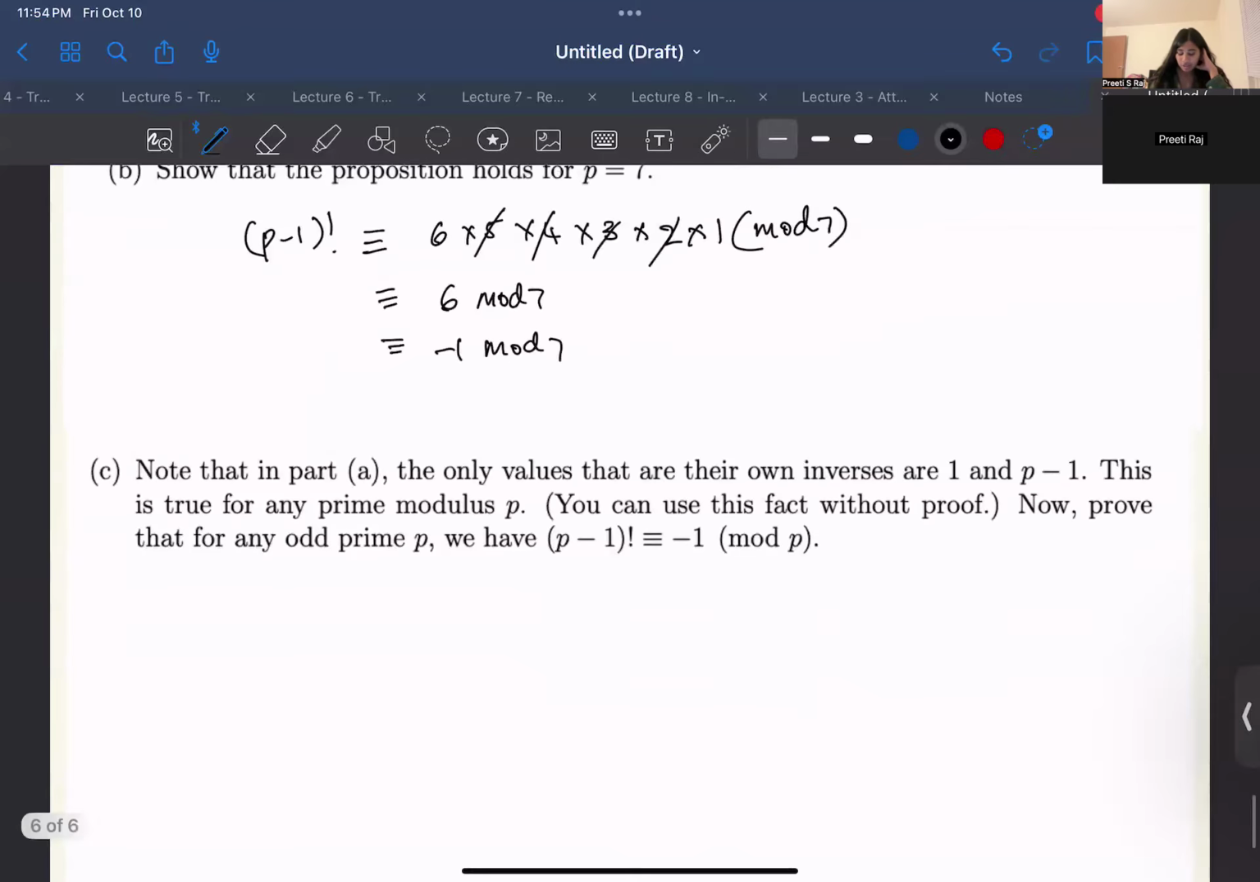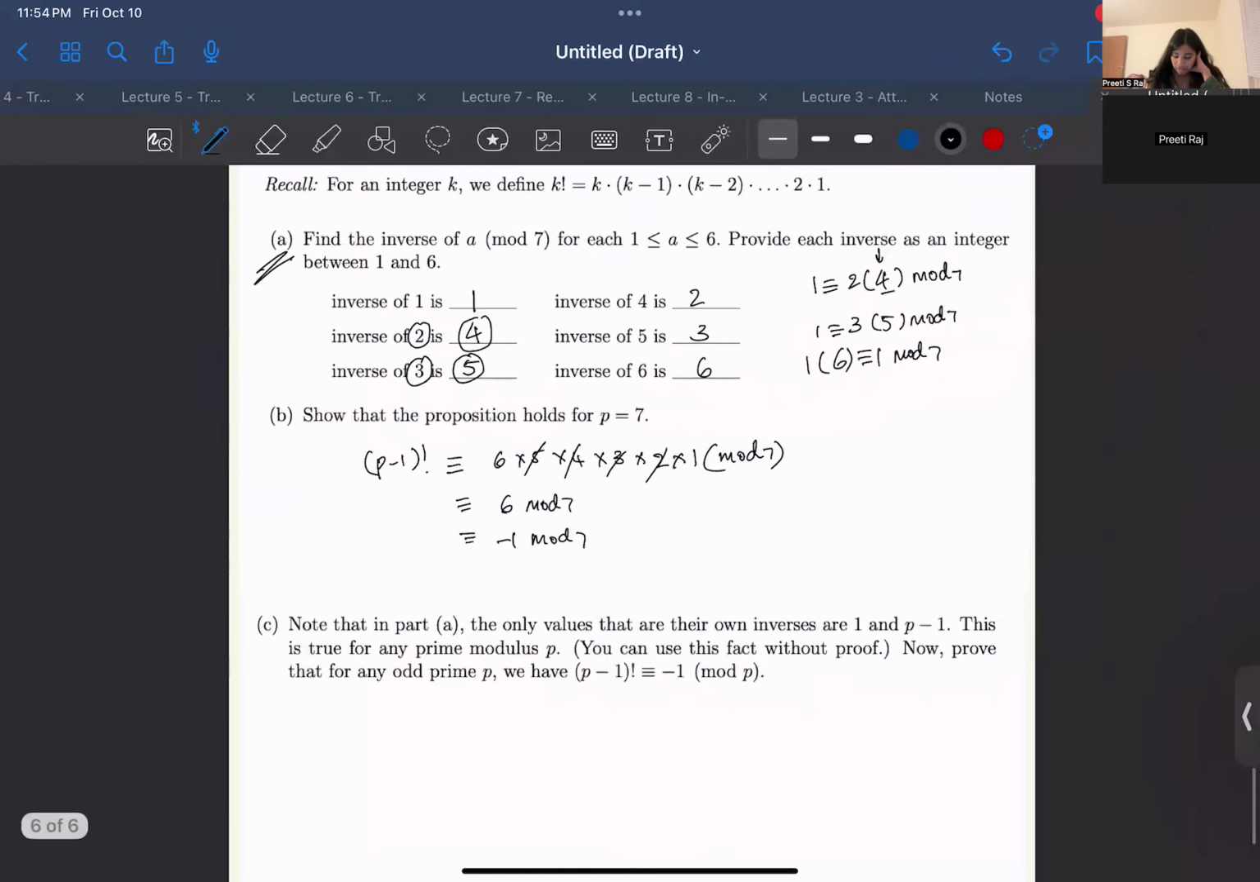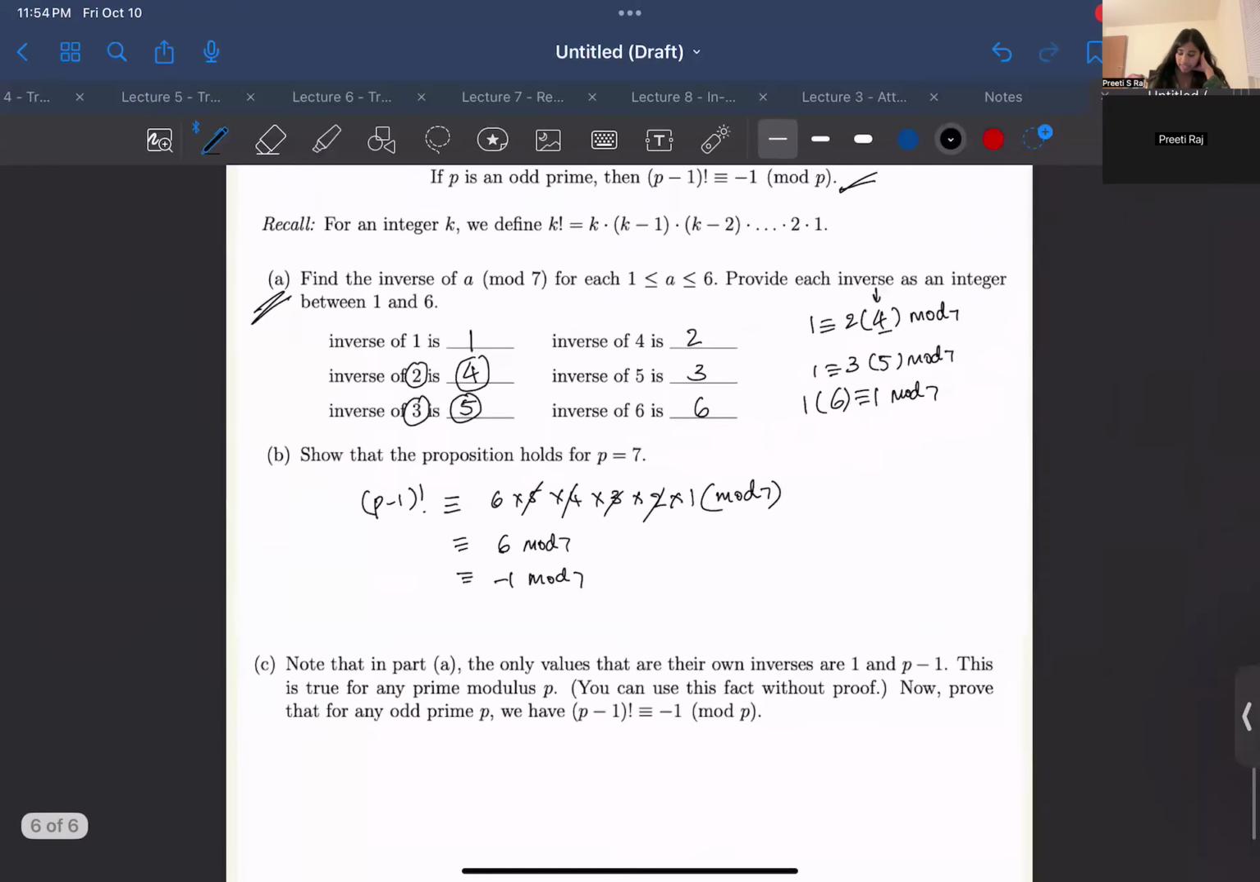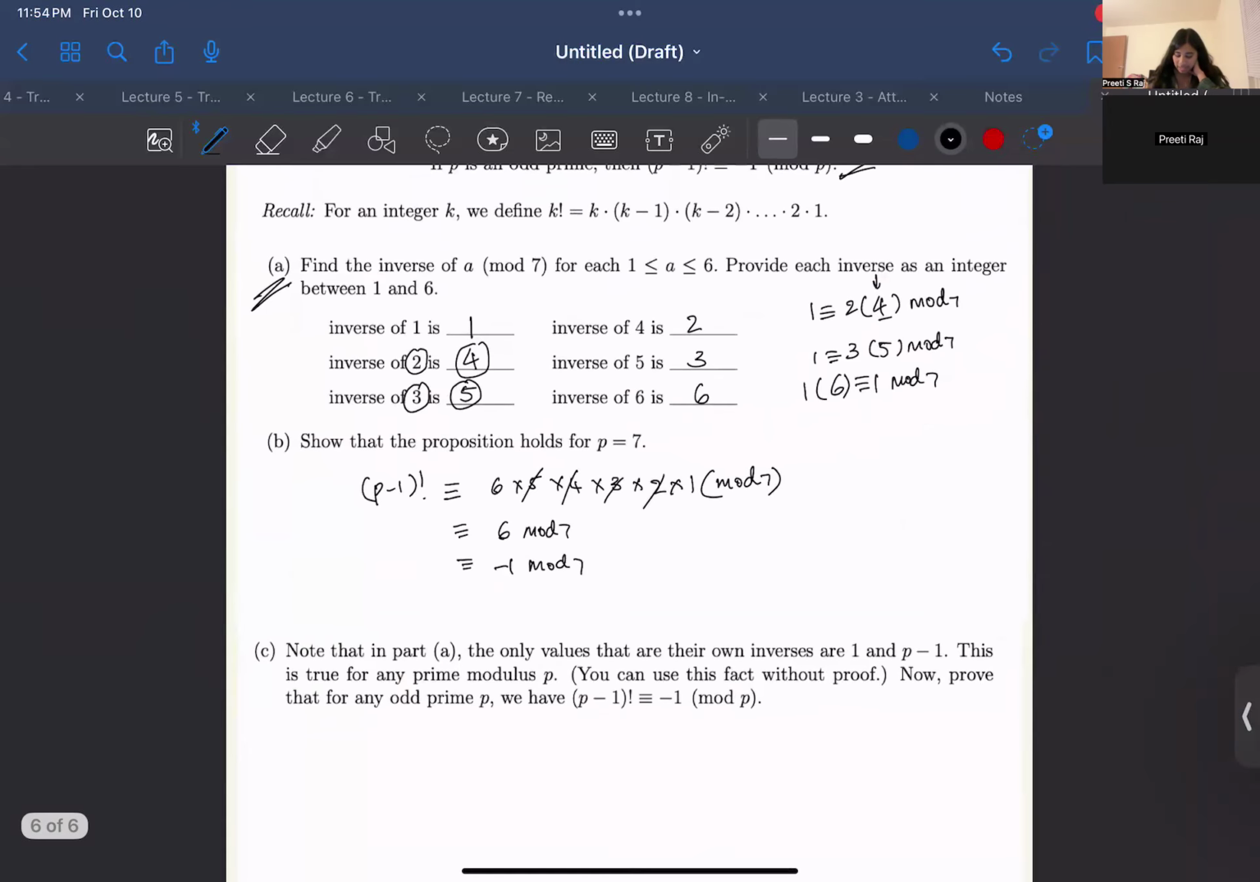Okay, so note that in part A, the only values that are their own inverses are 1 and p minus 1, which is what we saw. With every other example, the inverse was some other number. And this is true for any prime modulus p. And you can use this fact without proof.